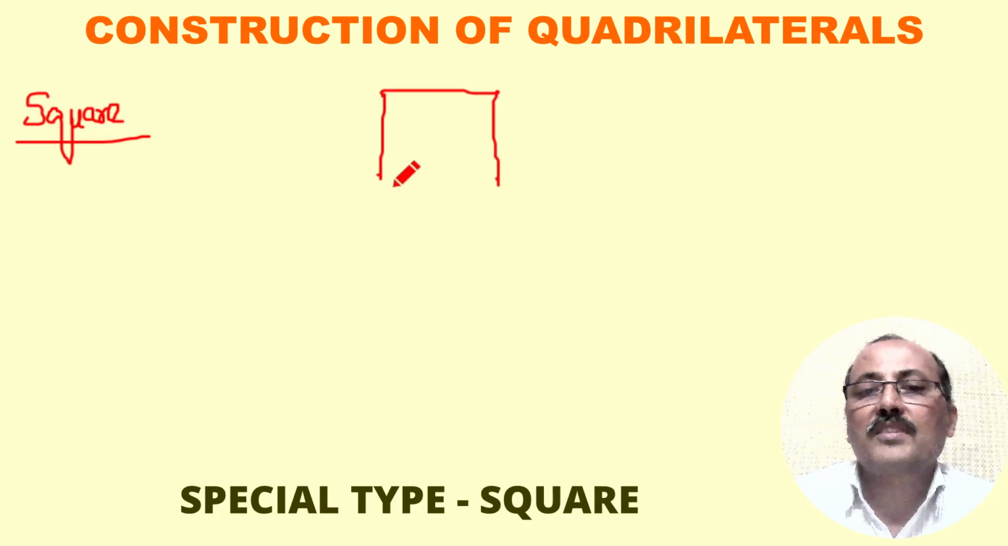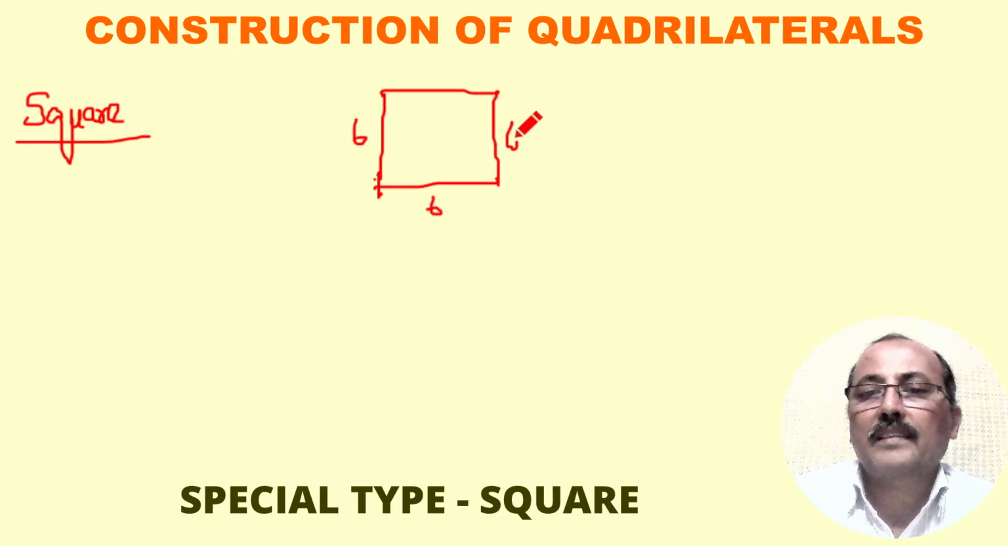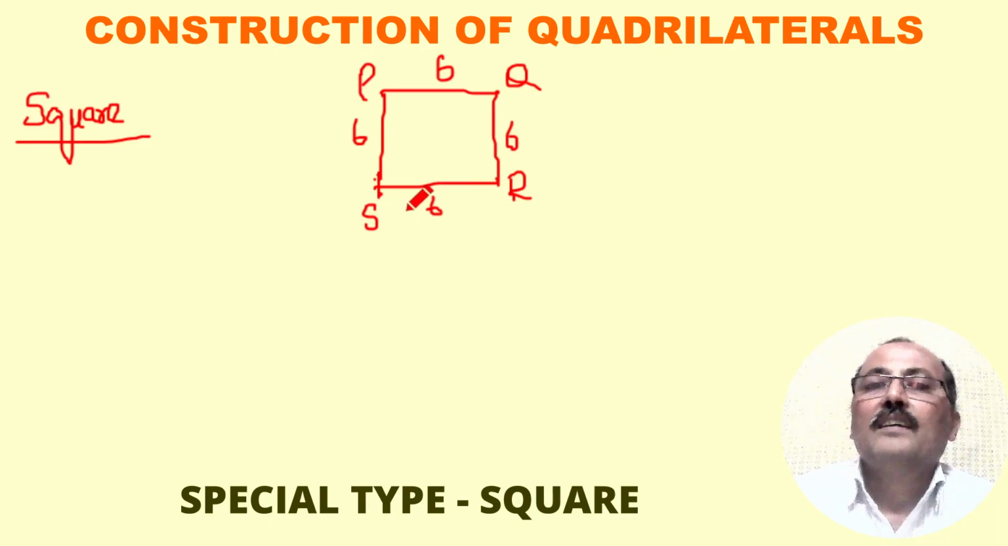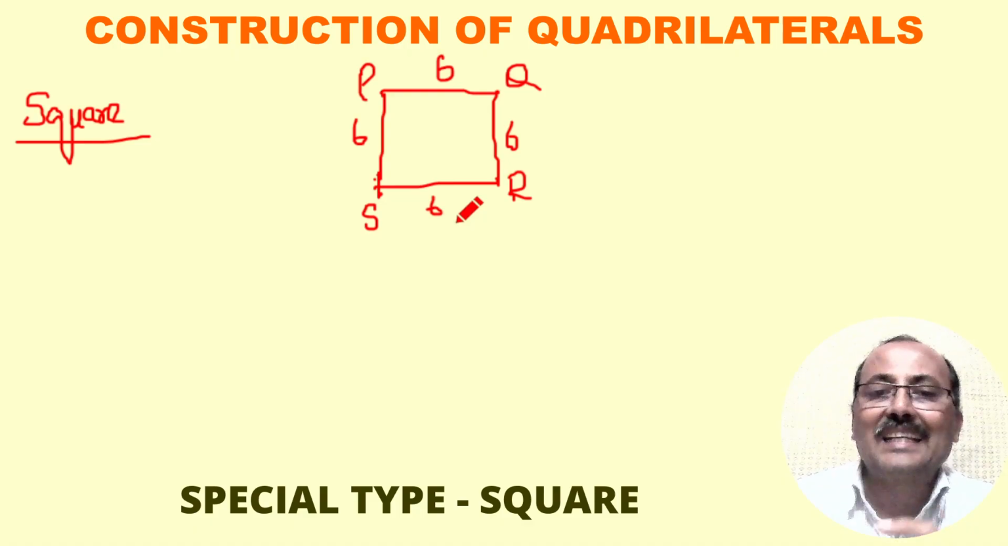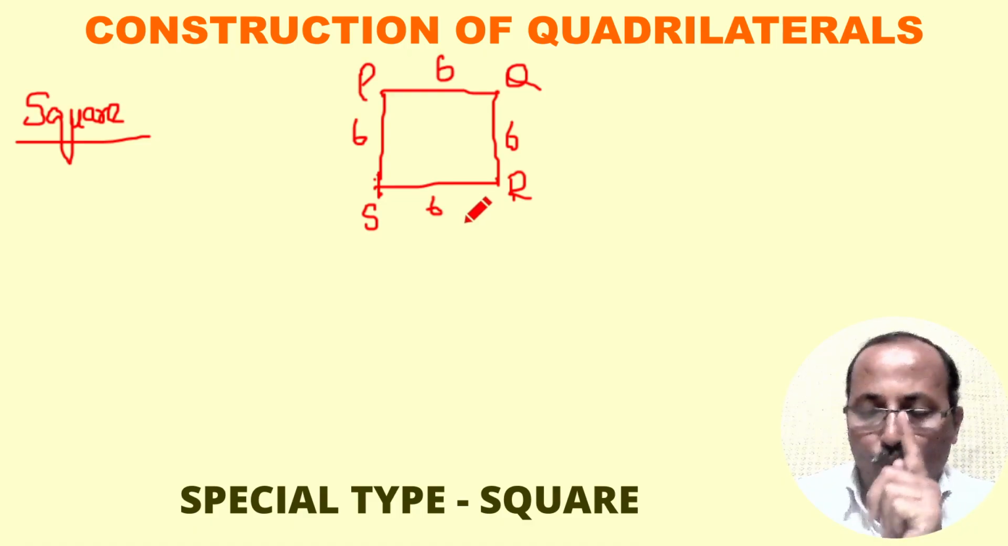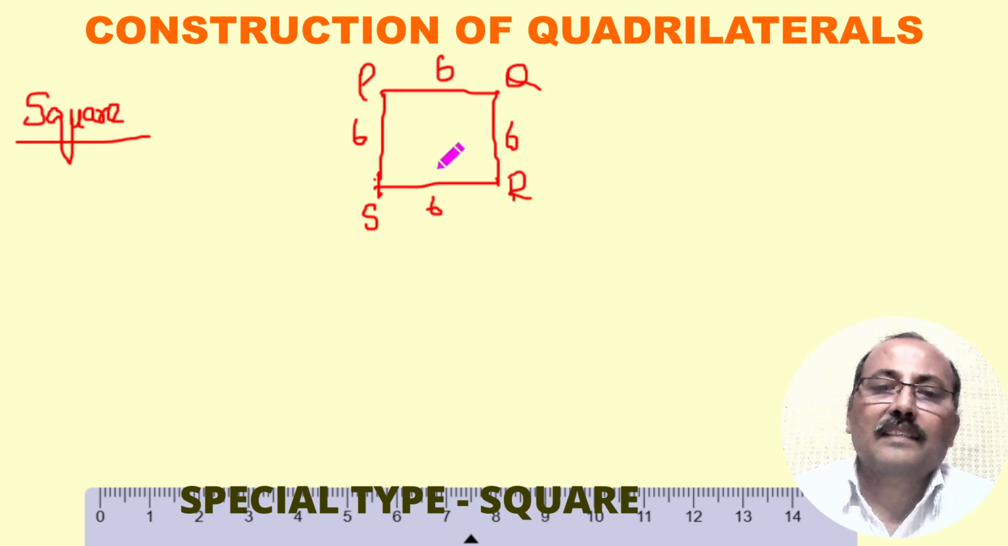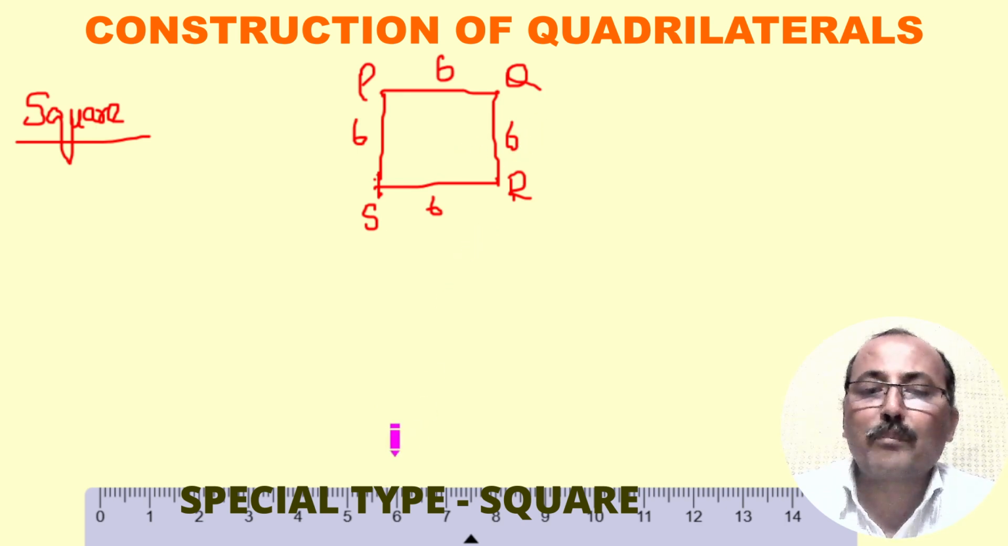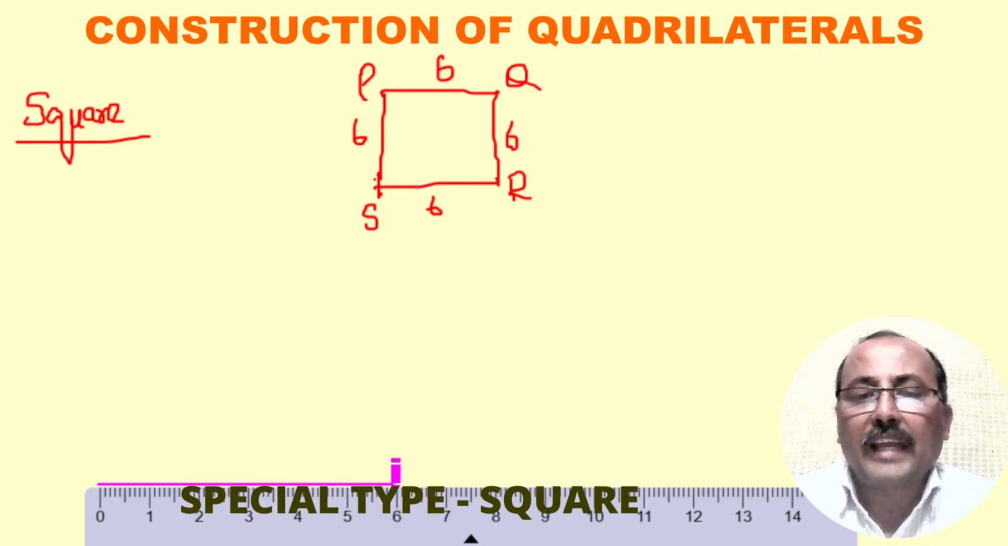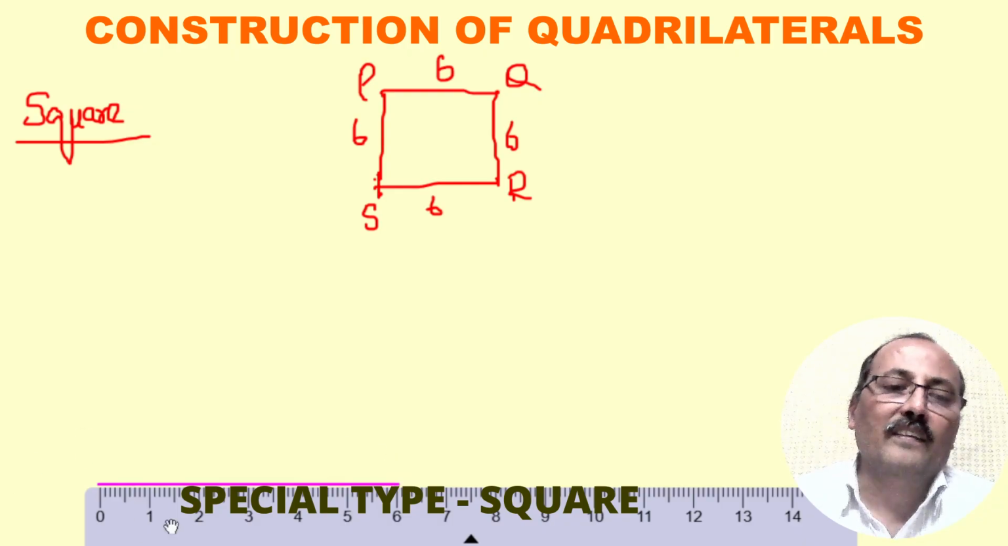Rough diagram 6 centimeter. 6, 6, 6, 6. I'll name this as P, Q, R, S. So construct a square PQRS of side length 6 centimeter, or one side 6 centimeter. As I have taken 6 centimeter, the diagram may be larger. So I have taken in this part. So draw a line segment of length 6 centimeter.